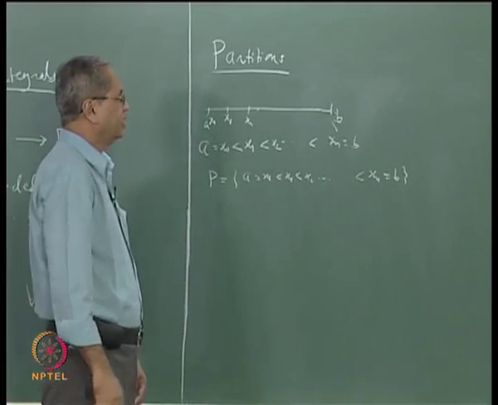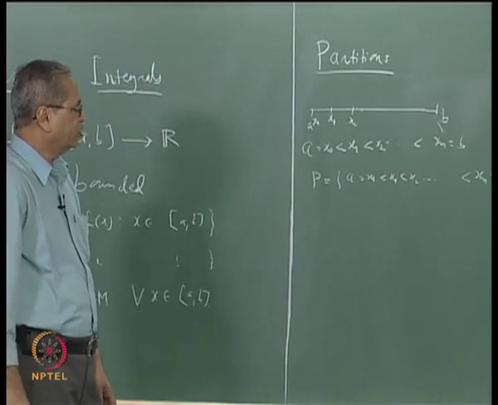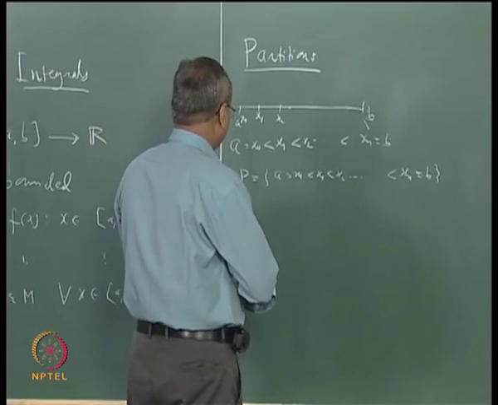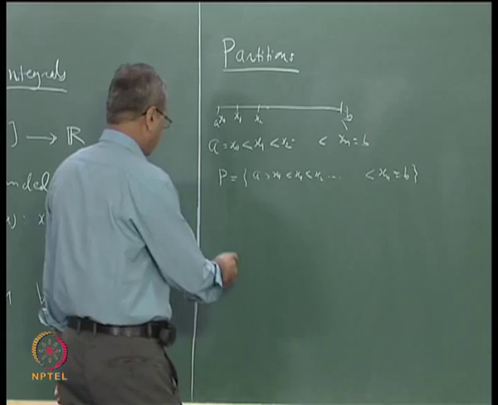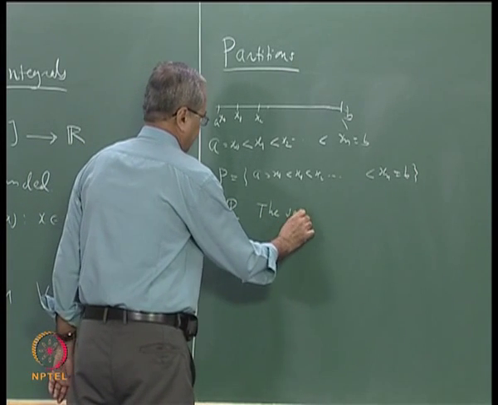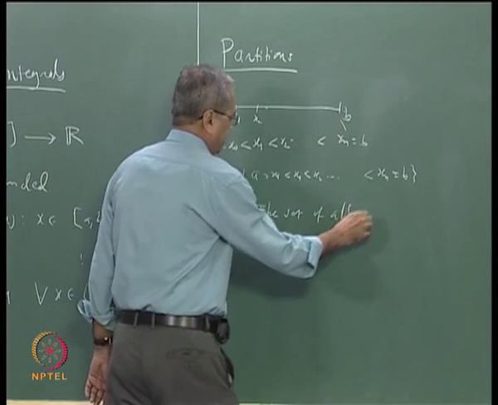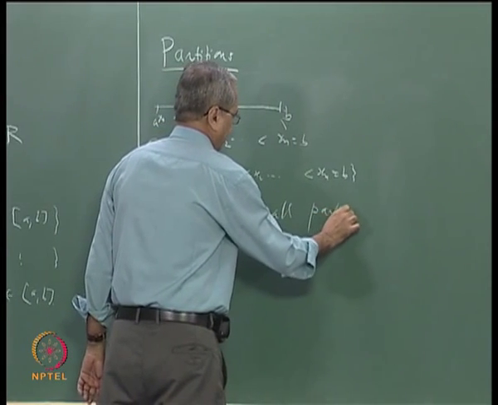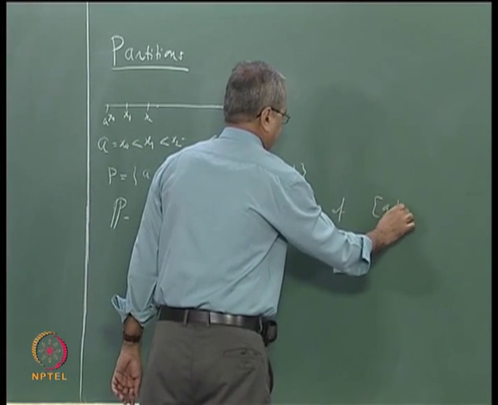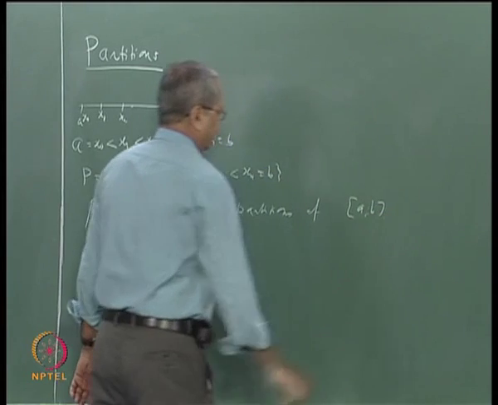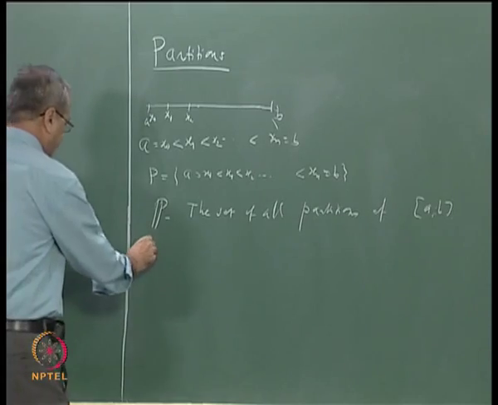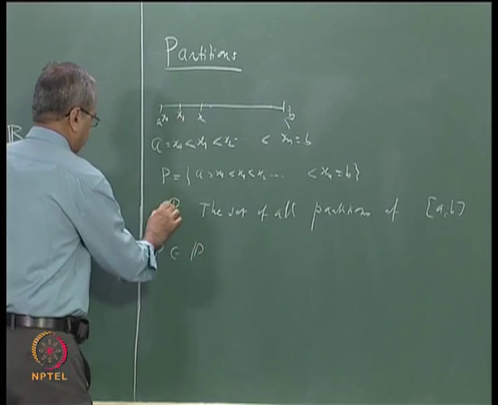Since we may also want to refer to various partitions, we also like to give some notation for the set of all such partitions. That we denote by script P, the set of all partitions of [a,b]. Then let us now consider one such partition, some P in script P. So suppose it is this partition.